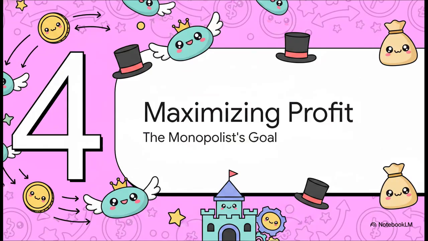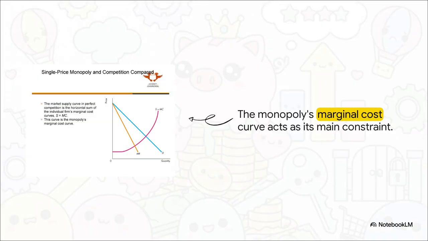Section 4. Maximizing monopoly profit. Before we maximize profit, we have to understand the costs. Take a look at that pink line swooping upward. That is the monopoly's marginal cost, or MC curve. And it's kind of surprising, but a monopoly actually faces the exact same types of technological constraints as a highly competitive firm. In a perfectly competitive market, the supply curve is really just the horizontal sum of all those individual marginal cost curves. For our monopolist here, this pink MC curve acts as their primary constraint.